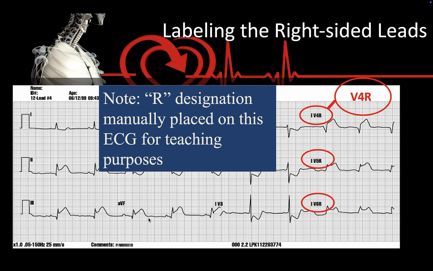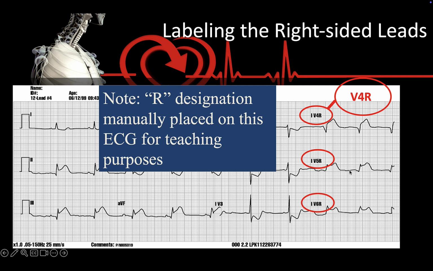What that gets you in this example is you can see we have big inferior elevation, an obvious inferior infarct in this patient. And when we put our right-sided leads on, we also see huge ST elevation in those right-sided leads, which is confirmation that there is also a right-sided infarct.